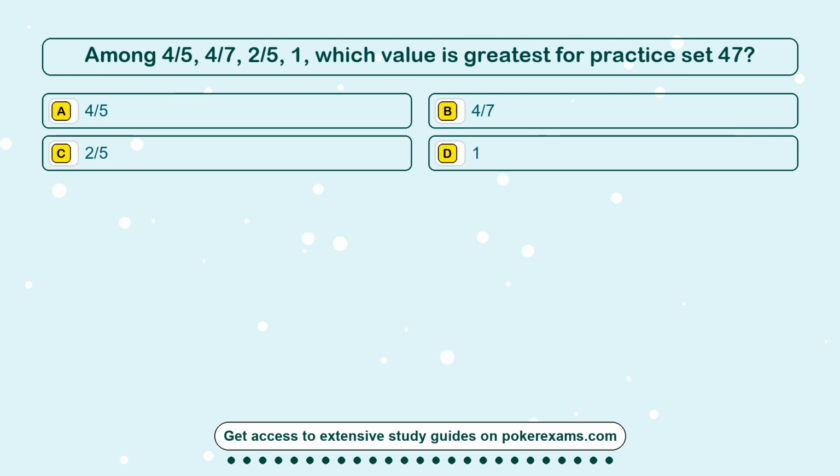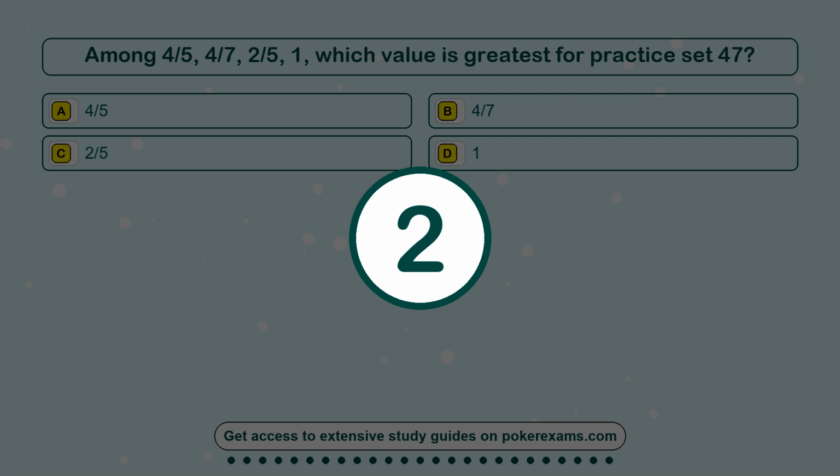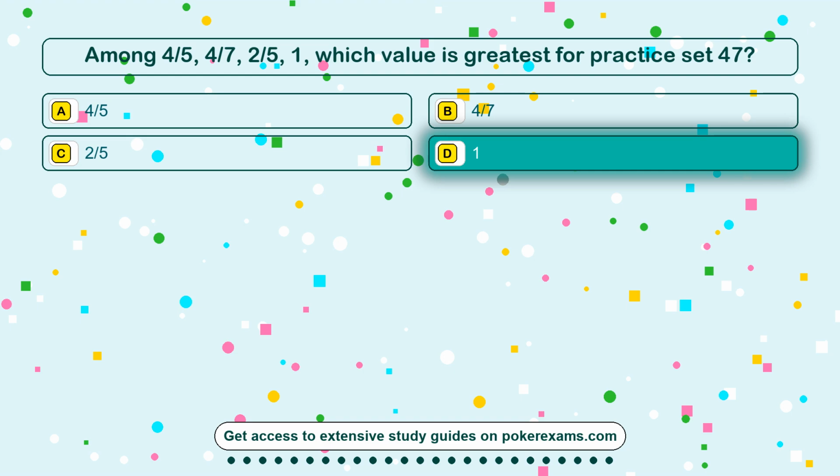Question 2. Among 4/5, 4/7, 2/5, 1, which value is greatest for practice set 47? Option A 4/5. Option B 4/7. Option C 2/5. Option D 1. The correct answer is option D, 1.